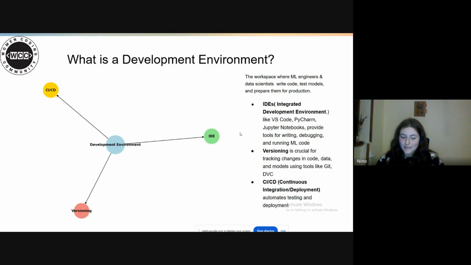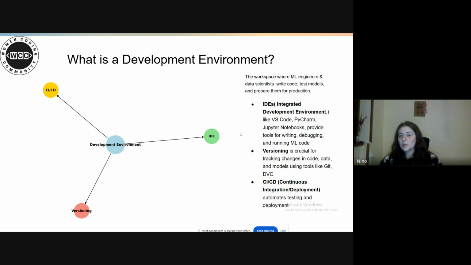And the last and top layer of our infrastructure is the development environment, where data scientists mostly spend their time. It contains first an integrated development environment like Jupyter Notebooks, as I mentioned, VS Code, and PyCharm, which provide tools for writing, debugging, and running ML code. Versioning is crucial for tracking changes in data and code. For tracking changes in code, Git is very useful, and for changes in data, DVC. And CI/CD is continuous integration and deployment, which automates testing and deployment.